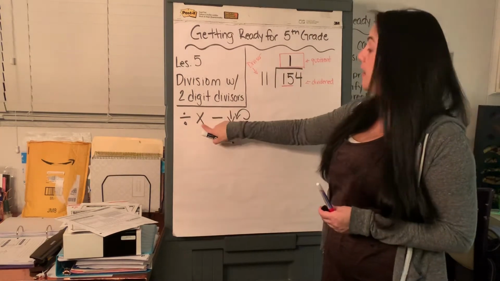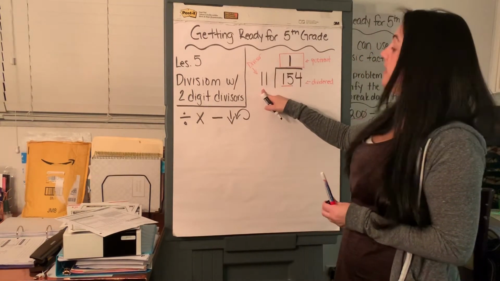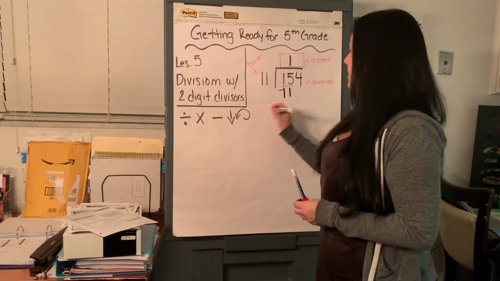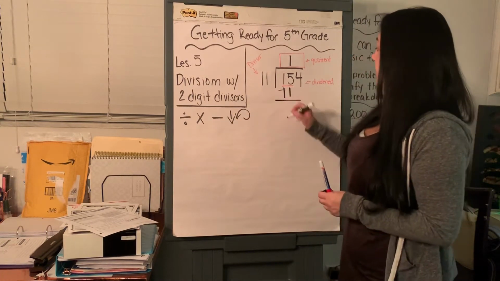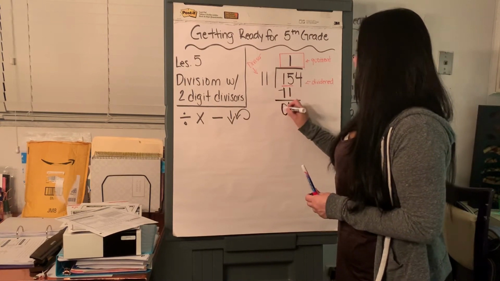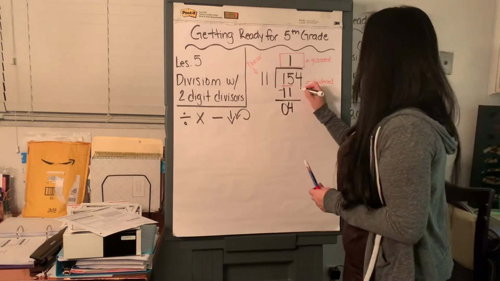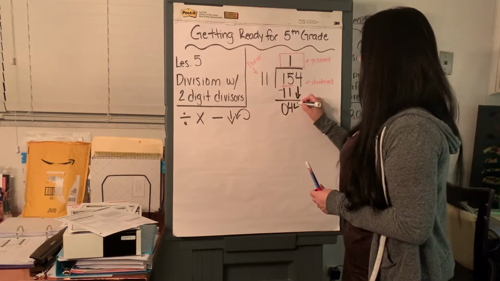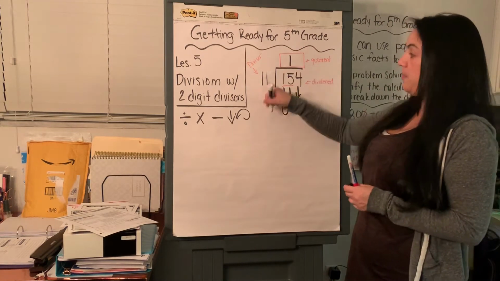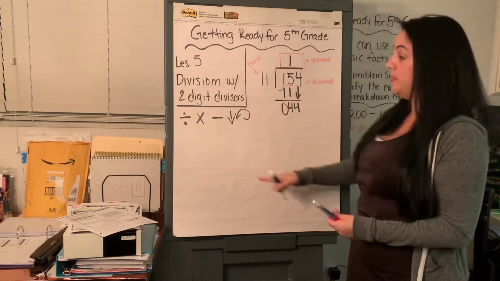I divide it. Now I'm going to multiply. 1 times 11 is 11. I put it under my 15 and now I subtract. 5 minus 1, 4. 1 minus 1, 0. My next step is to bring it down. I bring down my next number, my new number to divide. After I bring it down, I bring it back, meaning I'm going to start again from the beginning.